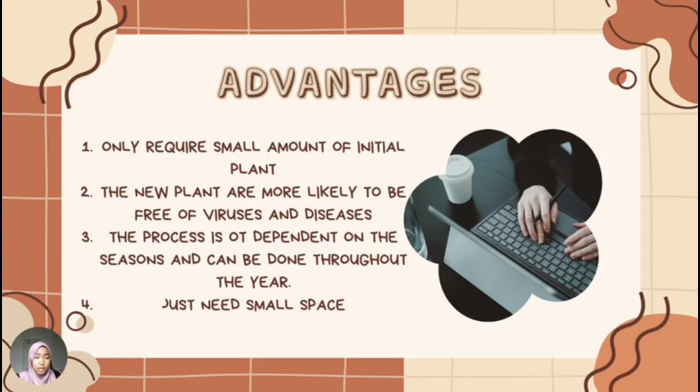Next, the new plants are more likely to be free of viruses and diseases. This is because tissue culture helps us to produce more copies of the same plants with desired characters like big fruit, more fruit, colorful flower, and disease resistance. This is because we can control the temperature and the environment to make sure our tissue culture product will not be contaminated. So we can always make sure and we control the growth of our tissue culture plant.